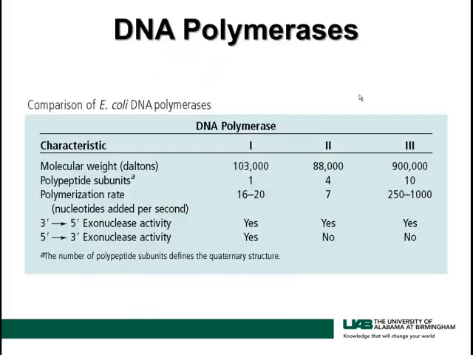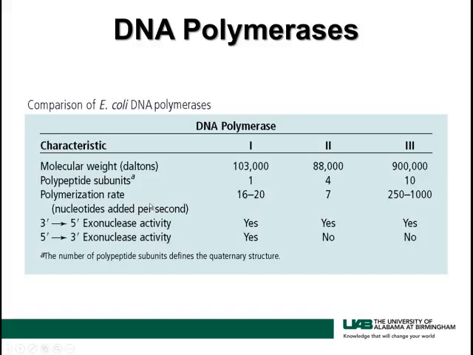Then we come to the DNA polymerases. Let me just review for you. There are at least three. There are more than that, but we talk about DNA polymerases 1, 2, and 3 from the prokaryotic system, E. coli, and here is the difference. So I'm just going to jump to the rate of polymerization.